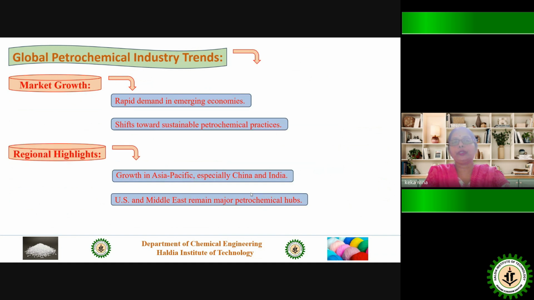What are the global petrochemical industry trends? What is the market growth? There is rapid demand in emerging economies. This actually shifts towards sustainable petrochemical practices. There is huge growth in Asia Pacific, especially in China and India. And some major petrochemical hubs remain in the USA and the Middle East.